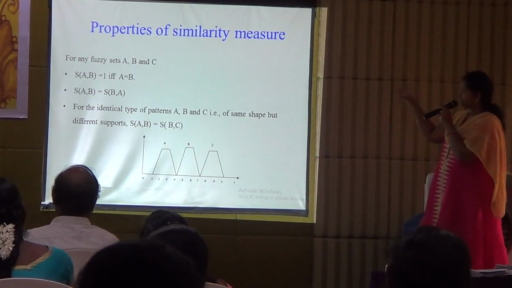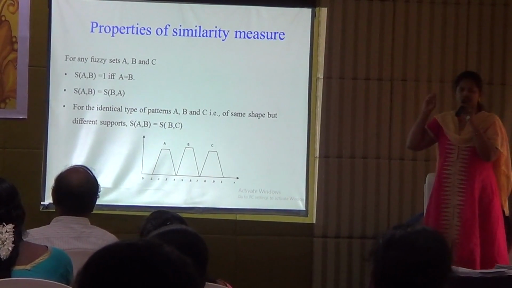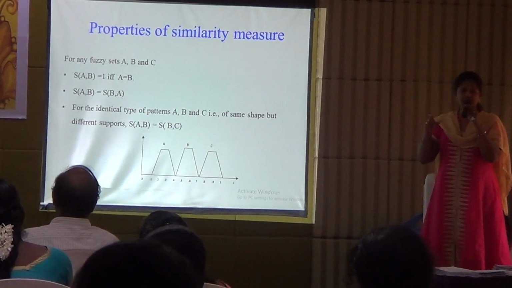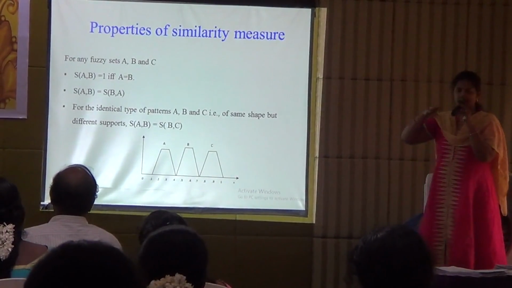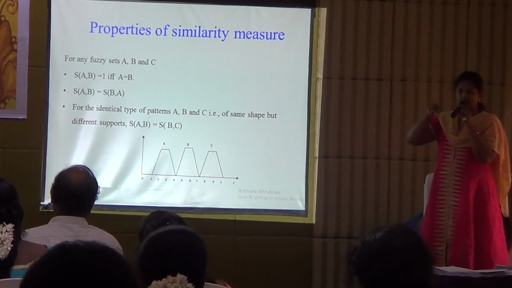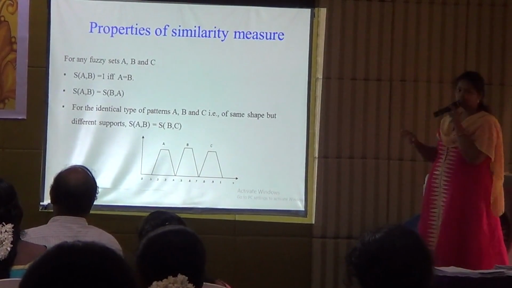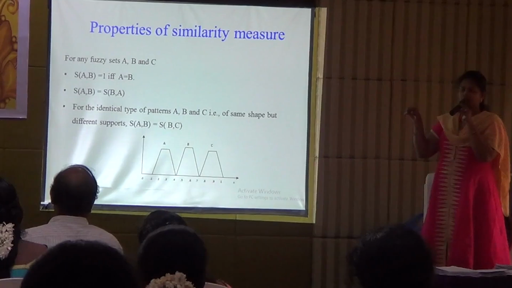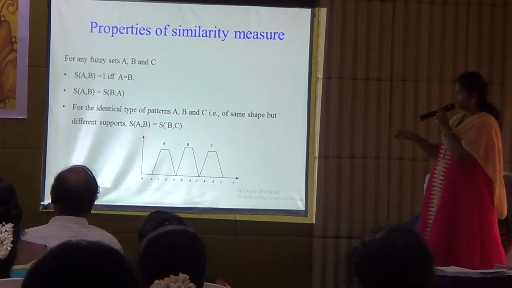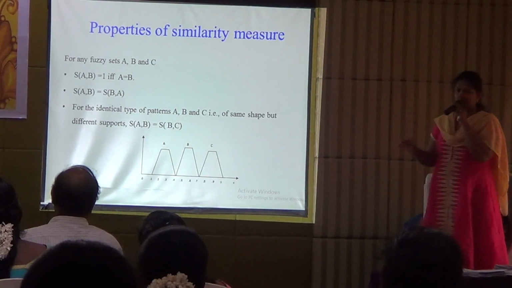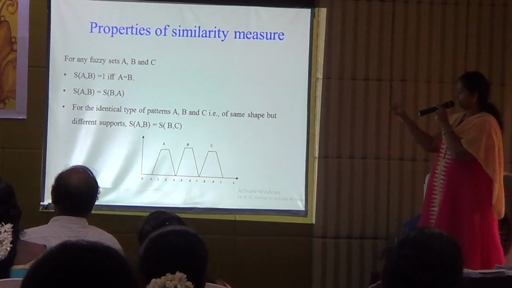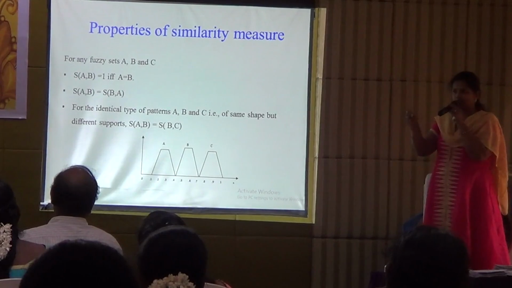So these are some properties. If you want to define any similarity measure, that similarity measure should satisfy all these basic properties. The first property: the similarity measure S(A, B) is equal to 1 whenever A is equal to B. The second: S(A, B) should be equal to S(B, A). And the third one is, for identical pattern sets A, B and C of the same shape but different support.